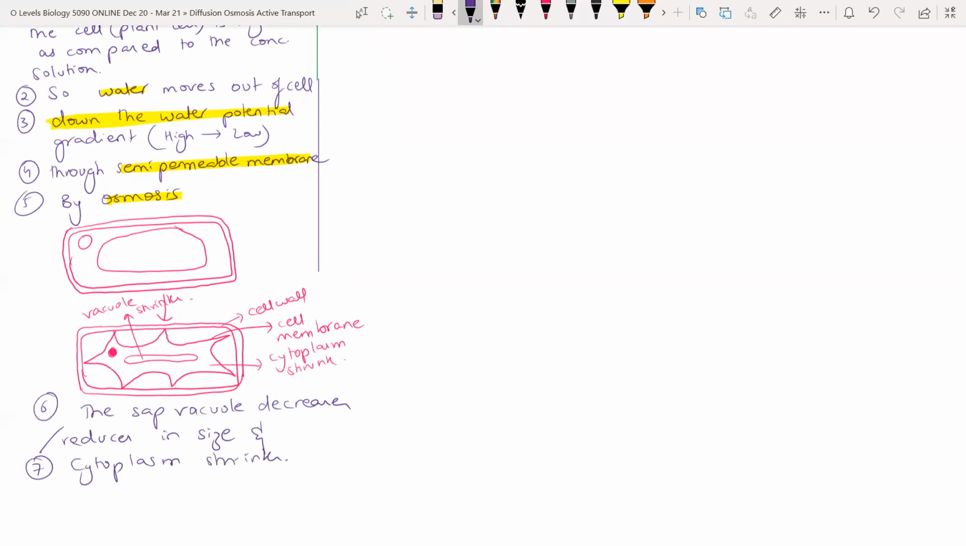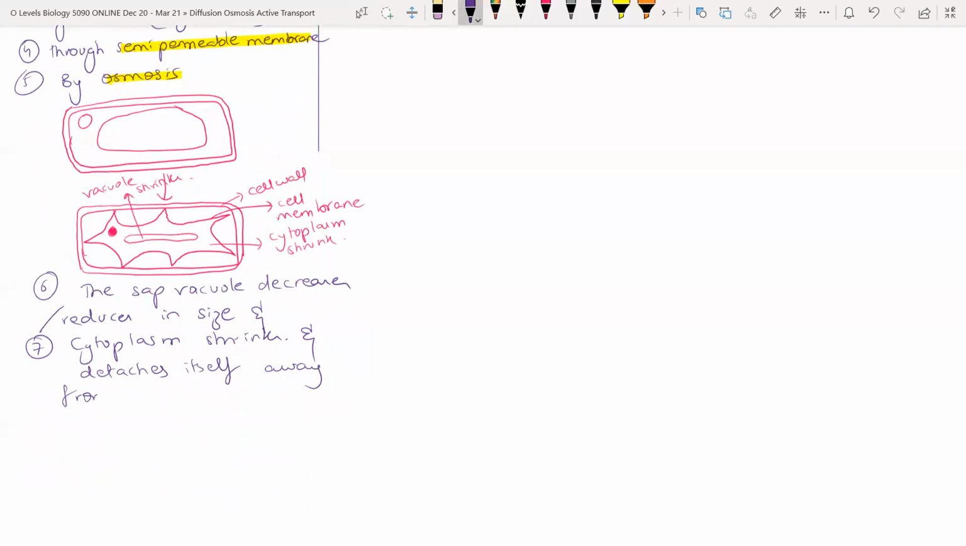and detaches itself away from the cell wall at different places, as you can see in the diagram that I have drawn.